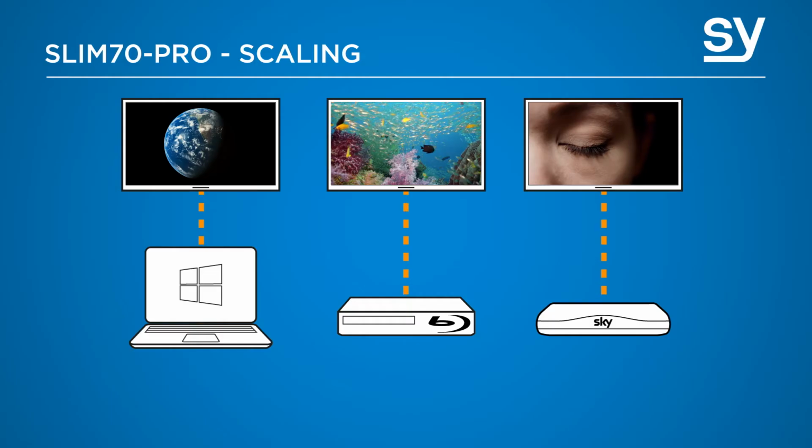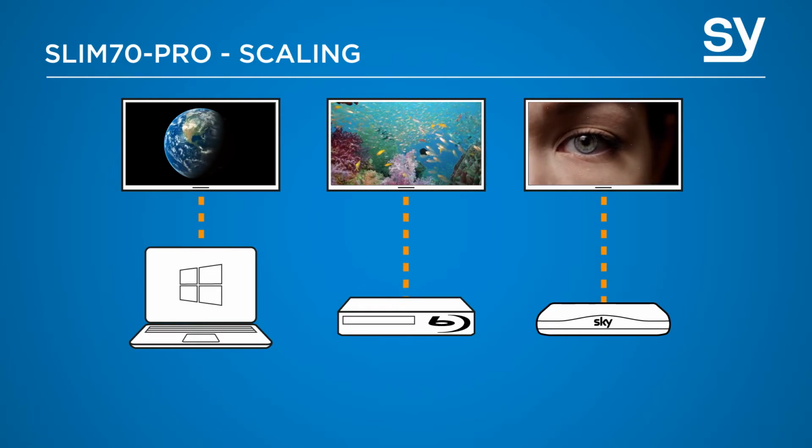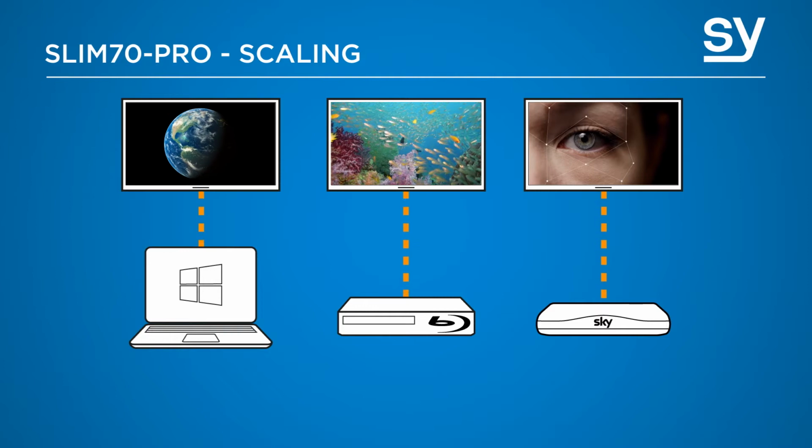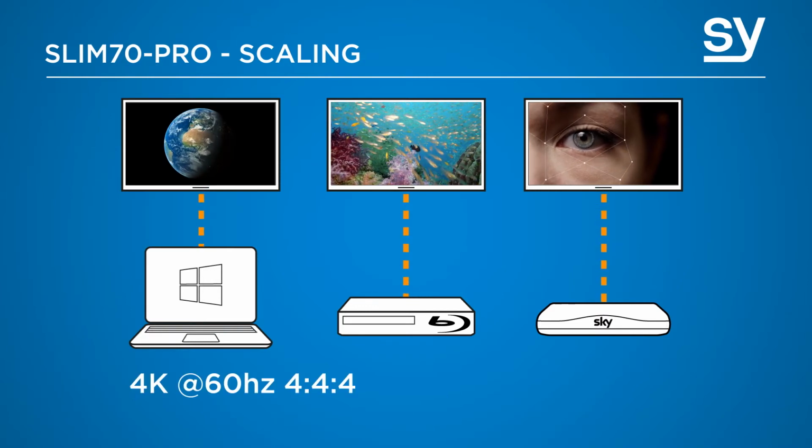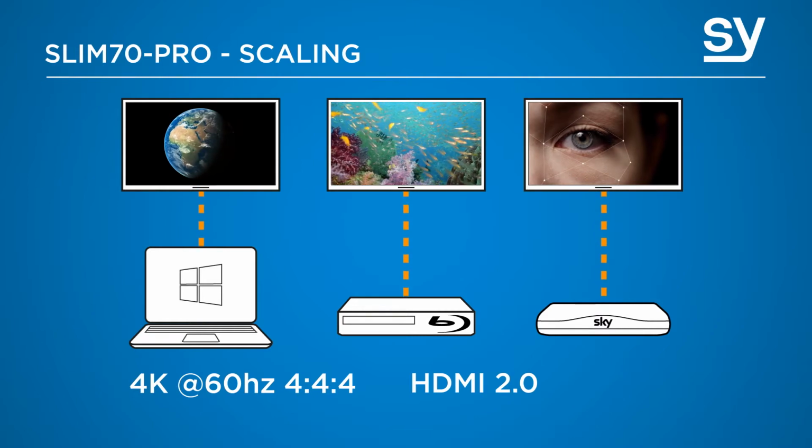In this video on the SLIM70 PRO we will talk about scaling. Why is scaling needed? Many HDMI 2 sources have become available that output video at 4K 60Hz 444. That is full fat HDMI 2, which has a bandwidth of 18 gig. This can create a challenge when we try to send it over HDBaseT, which has a limit of 10.2 gig. But we have an answer for this.